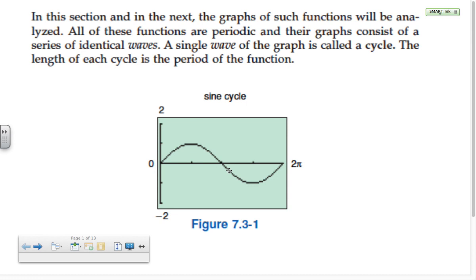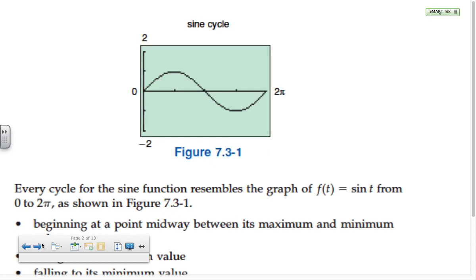So fairly straightforward. I don't know that there's anything else we need to talk about other than the period is 2 pi for a sine wave. It is also 2 pi for a cosine wave. I just want you to pay attention to the features of the sine wave or sine period. It starts at 0, ends at 2 pi. It can also start at 2 pi, end at 4 pi, and so forth.